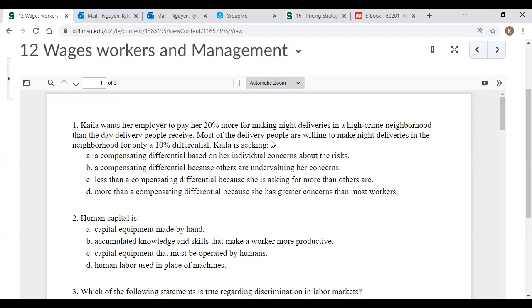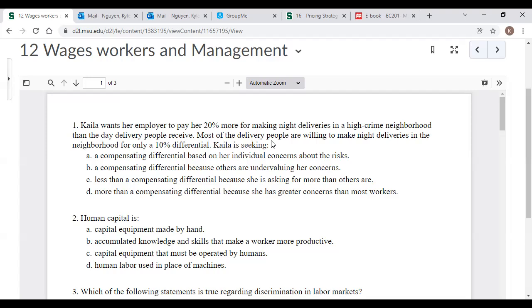B, a compensating differential because others are undervaluing her concern. That is not a reason why. I guess it could be, because that's why you'd ask for a compensating differential, because you feel like there's an even greater concern than you're being paid for. But again, it falls into the problem that she's not seeking a compensating differential. She's seeking something even higher. She's not seeking 10%, she's seeking 20%. And I guess she could feel like people are undervaluing her concerns, but it falls into the problem of she's not seeking a compensating differential, she's seeking something even more. So that's why B is not correct.